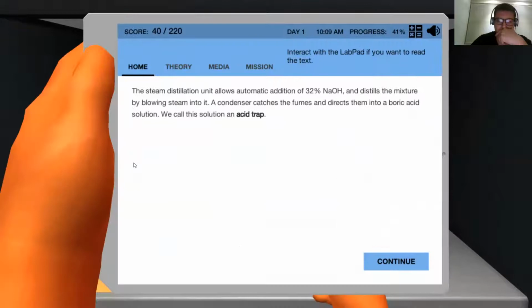The steam distillation unit allows automatic addition of 32% sodium hydroxide, and distills the mixture by blowing steam into it. A condenser catches the fumes and directs them into a boric acid solution. We call this solution an acid trap.